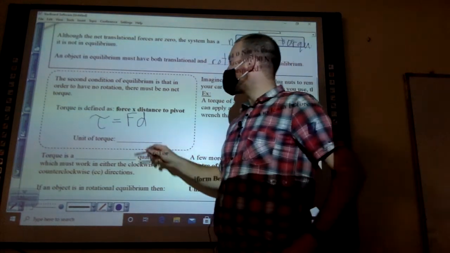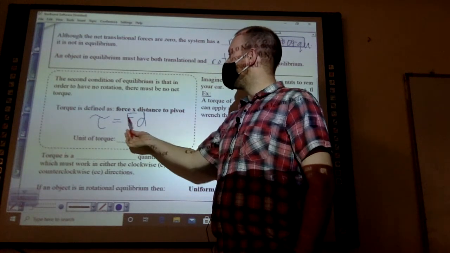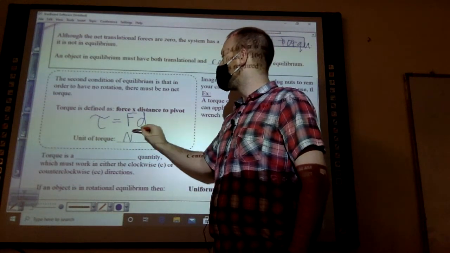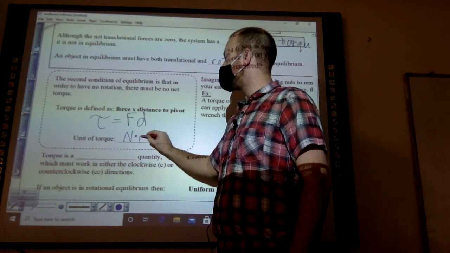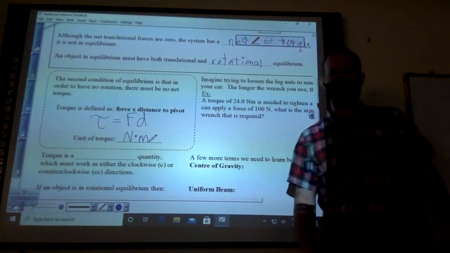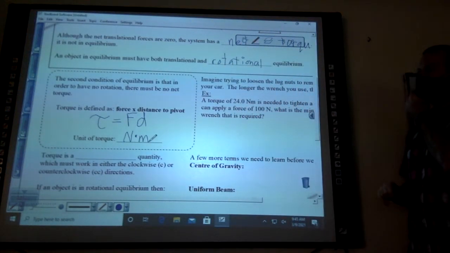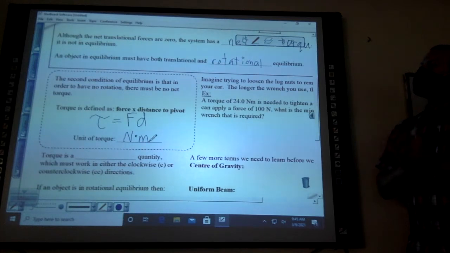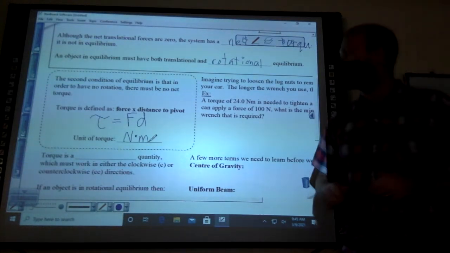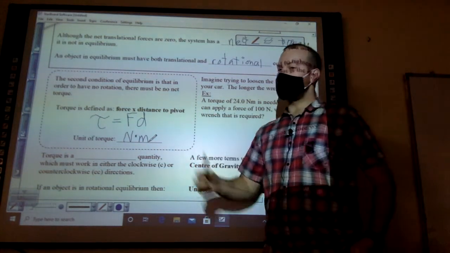And the unit for this, we can just look at the equation. Force is in Newtons times distance, which is meters. So torque is Newton meters. So in order to picture what I'm going to do with this, we need to talk about what I mean by distance to pivot.